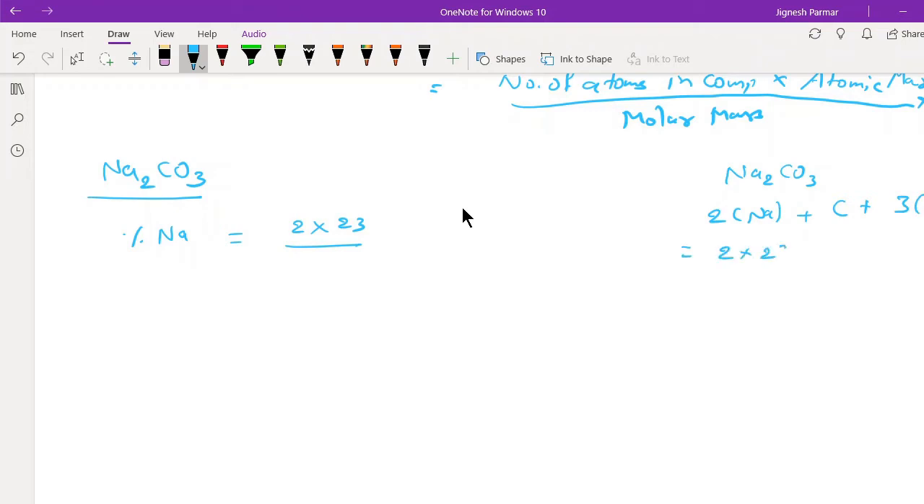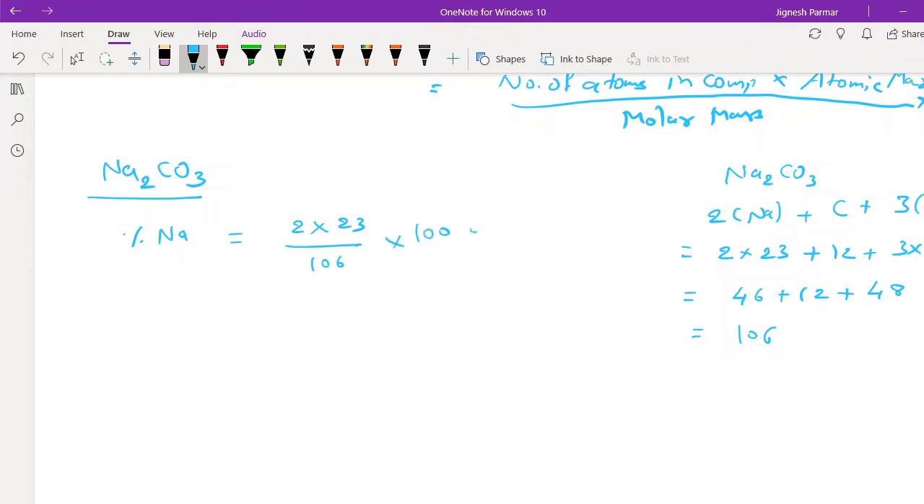So 2 into 23 plus 12 plus 3 into 16. So 23 2s are 46 plus 12 plus 48. Okay, so 8 plus 2 is 10, plus 6, carry 1. 6 plus 4 plus 1 is 5, plus 1 is 6; 6 and 4 is 10. It's 106. So let's write down 106 into 100.